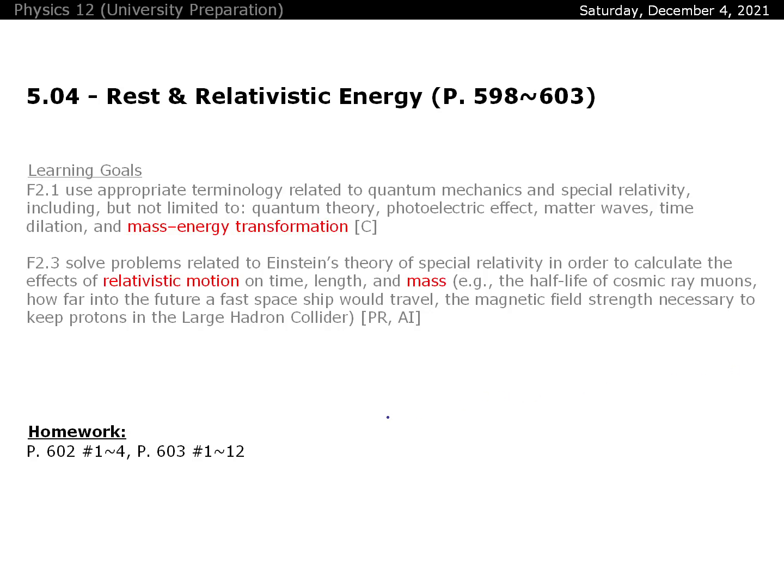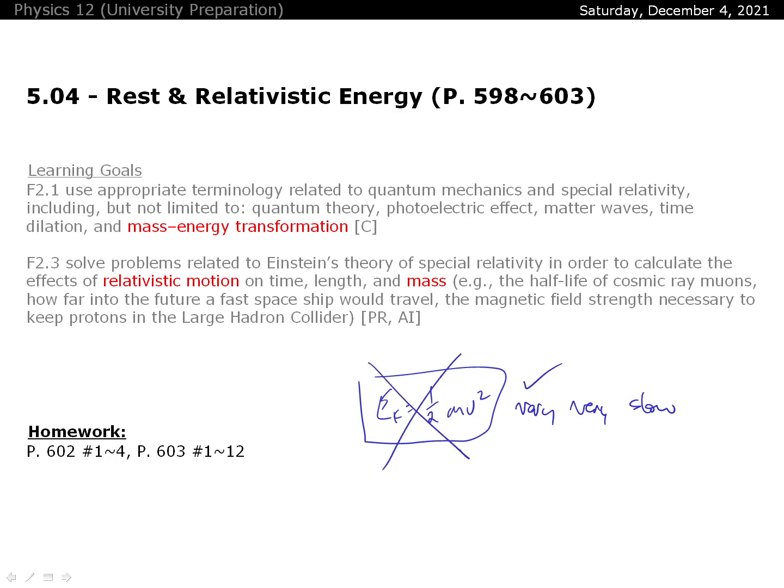As you may have learned back in grade 11, EK is equal to 1/2 mv squared. Of course, this formula works well only if you're traveling very, very slow. Very slow is how we travel relative to the speed of light, so this formula works very well in those cases. However, as you get closer and closer to the speed of light, even at 1% of the speed of light, this formula will not work anymore. So let's discuss that.